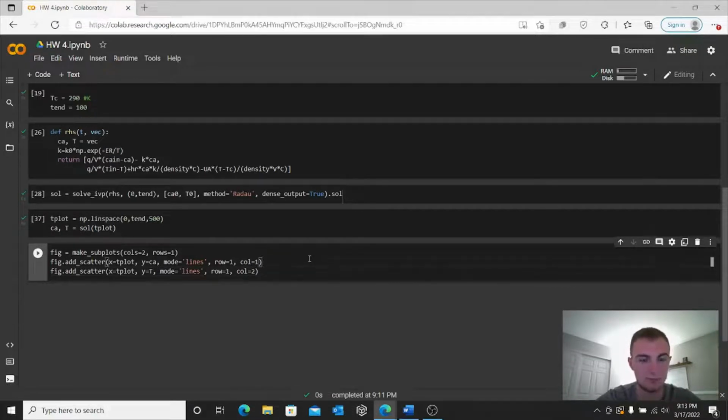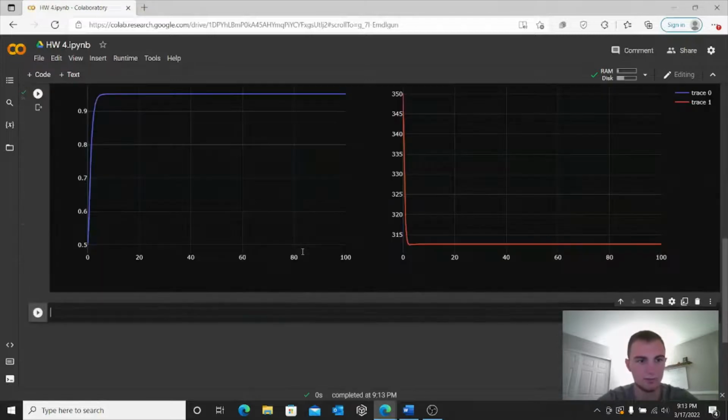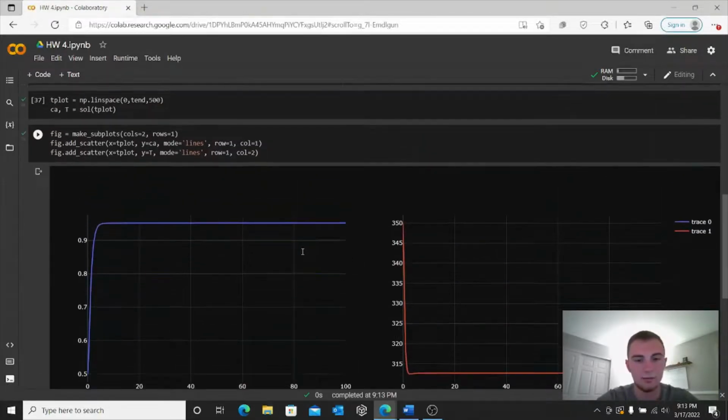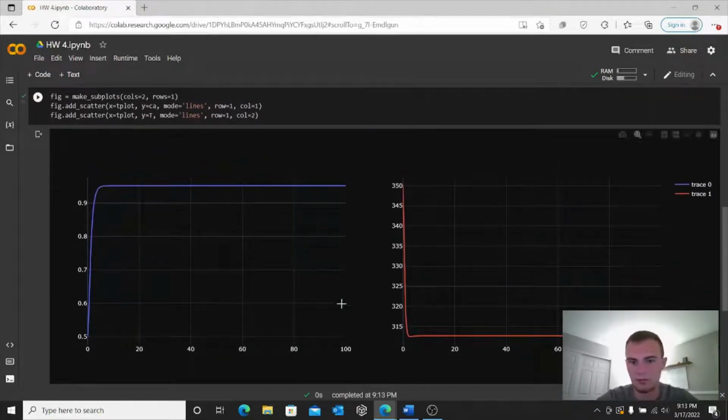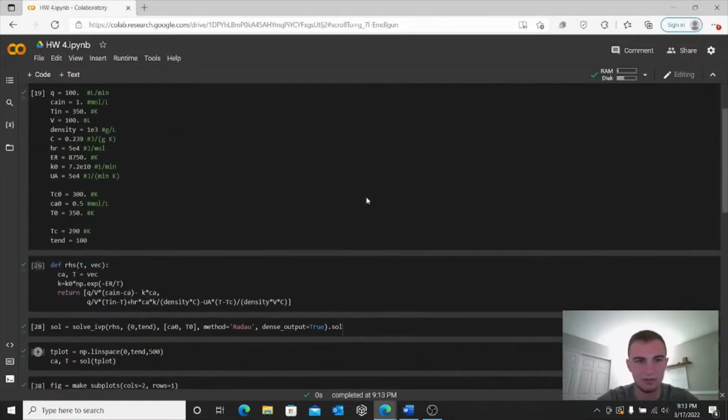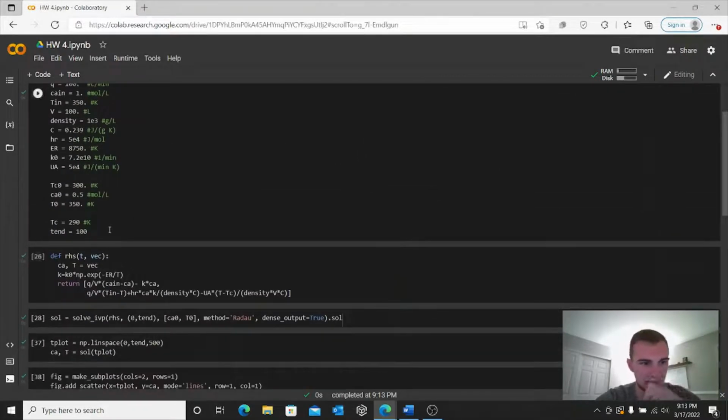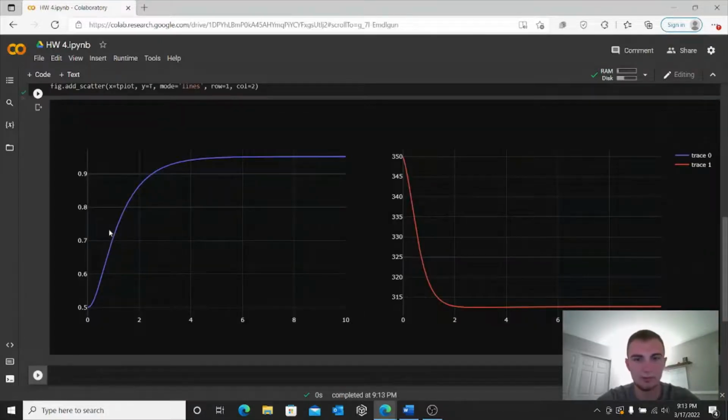Okay, so looks like we're good here. Let's go ahead and plot it and see if it works out. Okay, so there we are. So just to get a cleaner look, I'm going to change our ending value here down to 10, just so we can look more closely at what's going on here.